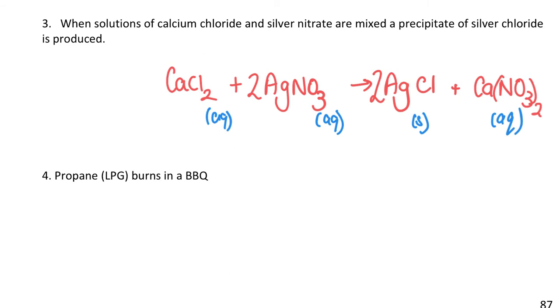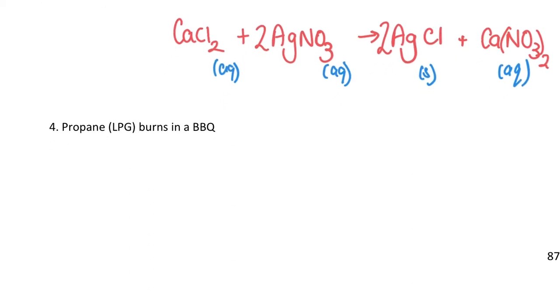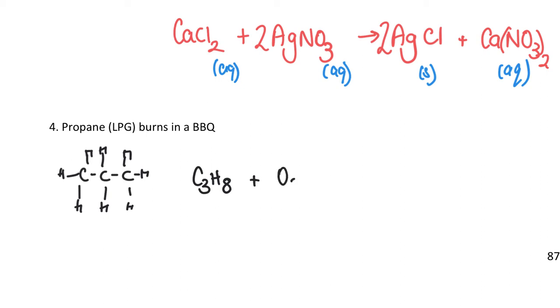Lucky last, propane burns in a barbecue. We know propane. Propane is that one with 3 carbons. And here comes the little hydrogens. So, C3H8. And when something burns, that means there's going to be some oxygen involved. So our products of burning are carbon dioxide and water.